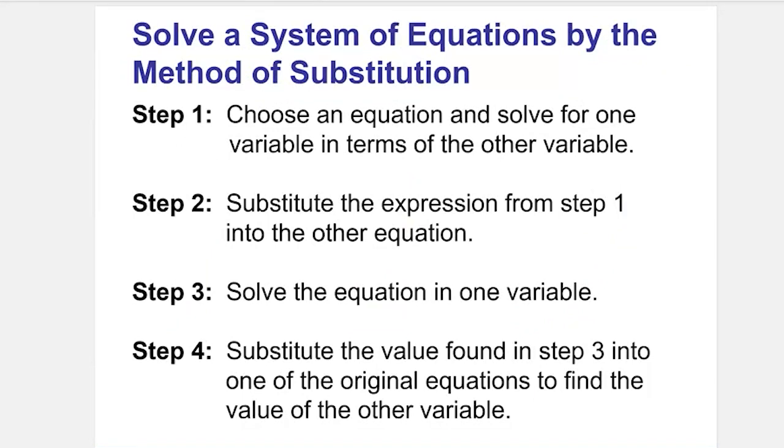So how do we solve equations? There's a couple of different ways. The first way we're gonna look at is substitution. We've already actually used substitution in 1.2. I didn't call it that, but now we're gonna call it that. So again, we're gonna choose an equation and solve for one variable in terms of the other. And I'll show you how to pick. Sometimes it's easier to pick certain ones than other ones. Then we're gonna substitute the expression from step one into the other equation. And then once we do that, we're gonna have one variable instead of two. So substitute the value found in step 3 into one of the original equations to find the value of the other variable.